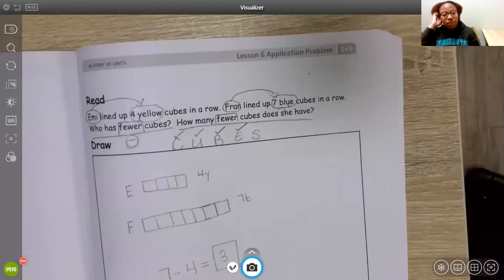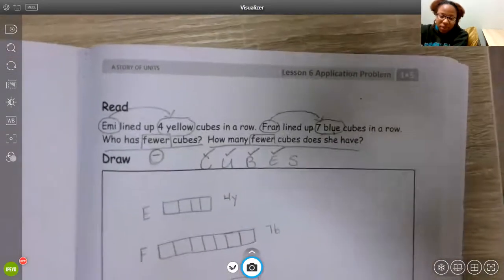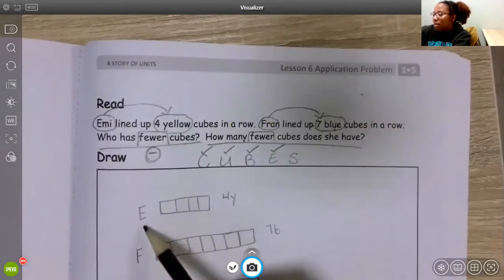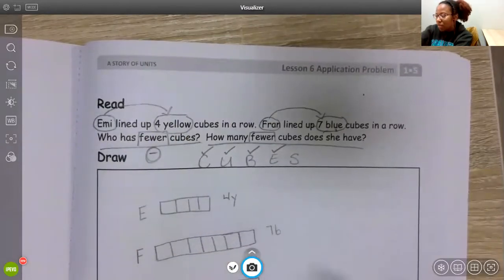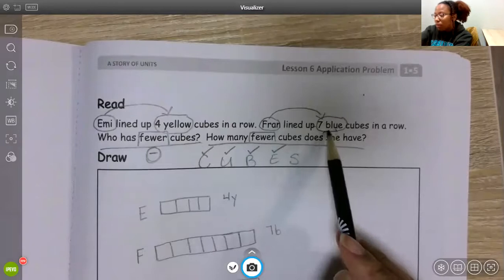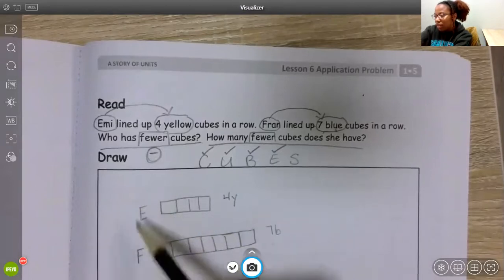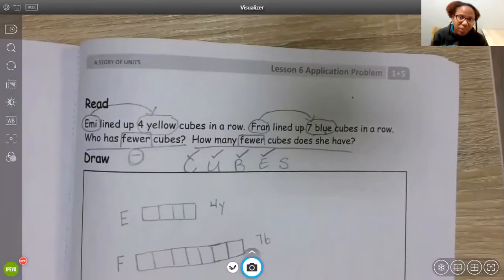Okay, so on my screen right now, I have my picture. And remember, I knew there was Emmy, and Emmy had 4 yellow cubes, so that's why I wrote 4Y right here, just to remember. And I know that we also had Fran. Fran had 7 blue cubes. So I have my 7 cubes here, and I wrote 7B for 7 blue. And then I also have E over here for Emmy, F for Fran. How does your picture look?